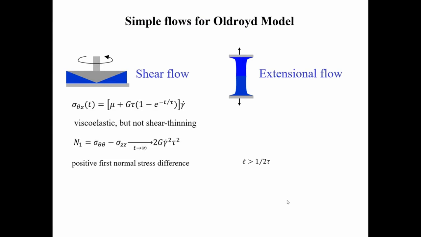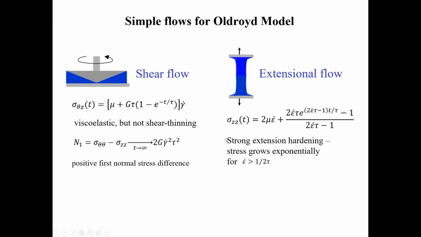So what happens to this model in shear flow? Well, the shear stress behaves in this way. So this is the background solvent contribution, but the contribution for the dumbbells decays exponentially to a constant. And so you can see it's viscoelastic, but actually it's not shear thinning. So that is one of the disadvantages of this model. However, it does have a positive first normal stress difference. So you could use this model to predict the effects, for example, of rod climbing.